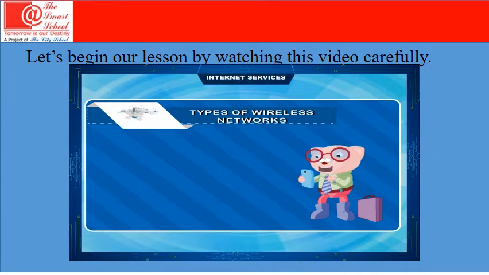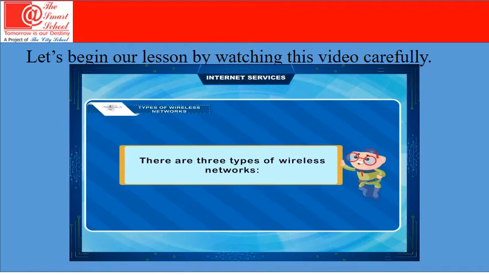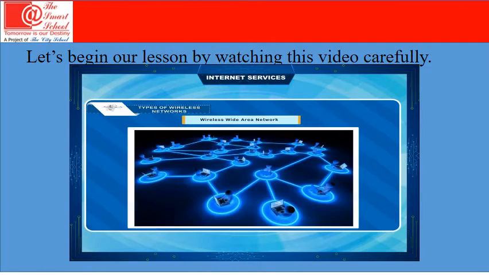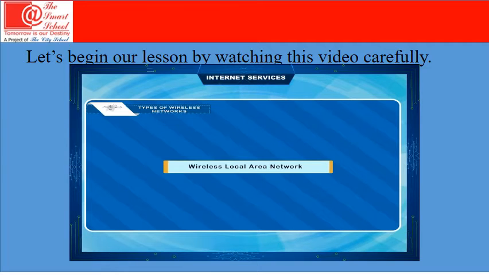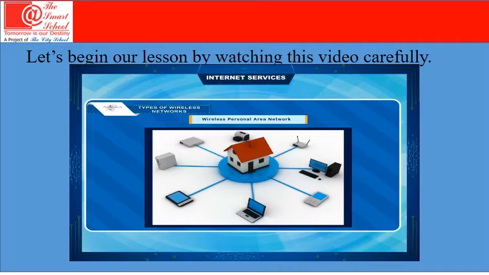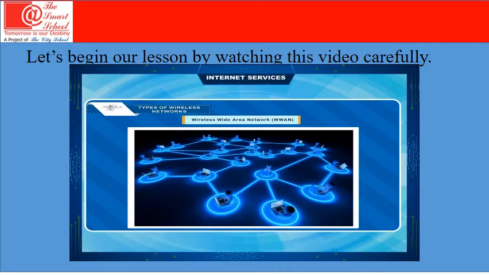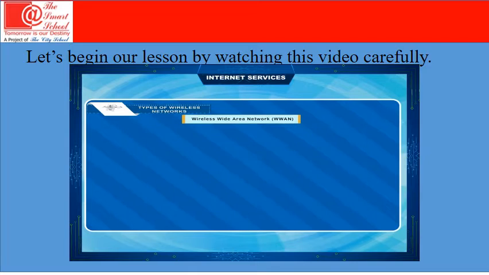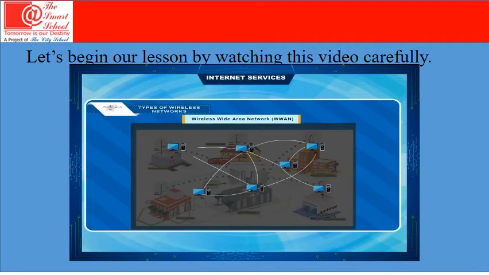Types of wireless networks. There are three types of wireless networks: wireless wide area network, wireless local area network, and wireless personal area network. Wireless wide area network, WWAN. In wide area networks, the computers are far apart and are connected by radio waves.